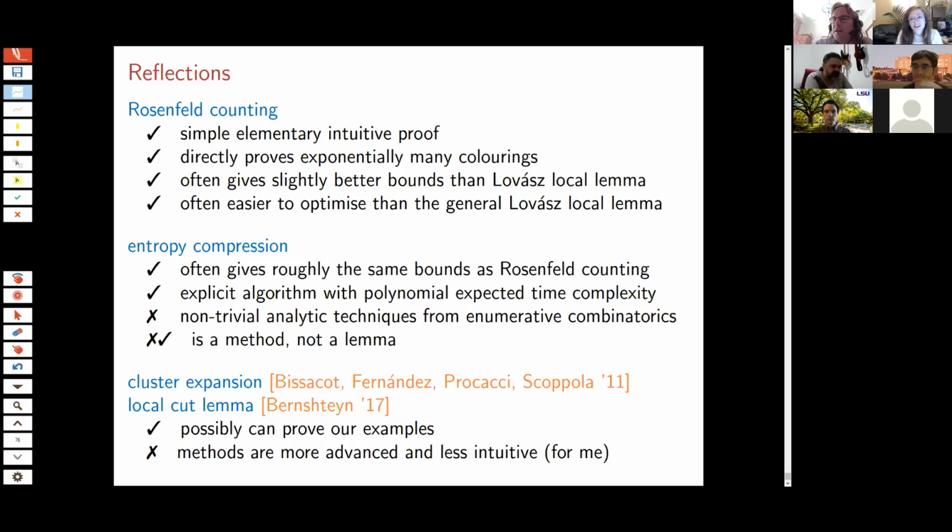No, I don't think a small trick is needed. If you look at the paper that uses entropy compression, they don't just do off-the-shelf entropy compression. There's a lot more to the proof, let's put it that way. And maybe if you took a lot more ideas from their proof, you could bring in Rosenfeld counting, but I don't think it would really simplify a lot, because the hard part of that proof is to add on to what you get from entropy compression. So there's not a lot of advantage in doing that.